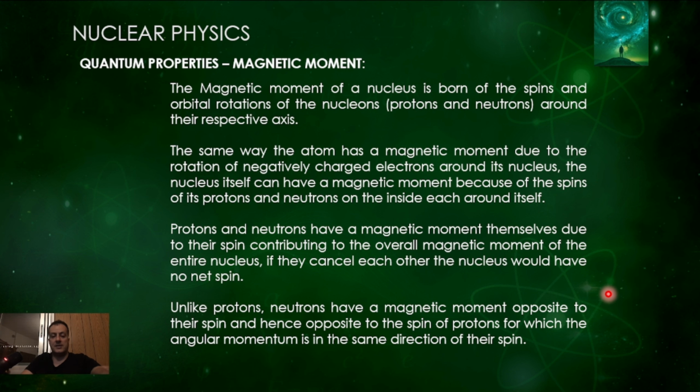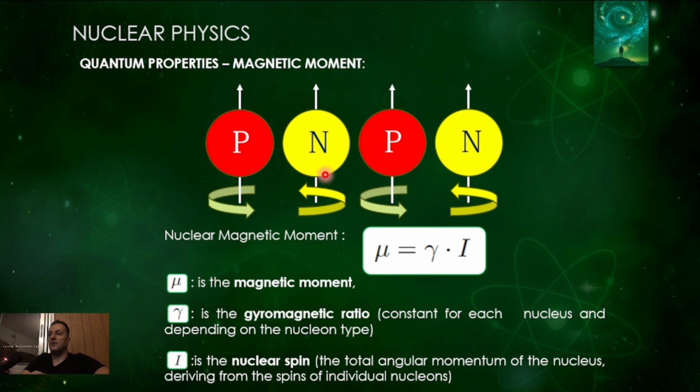That's one reason. So if you see here, you have protons and neutrons pairing against each other, and each proton has the same magnetic moment direction as the spin itself. Meanwhile, neutrons have an opposite magnetic moment vector turning in the opposite direction. That's why they cancel each other.